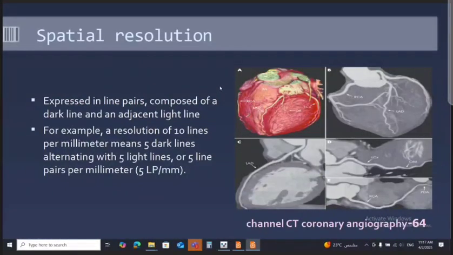Spatial resolution is expressed in line pairs, composed of a dark line and an adjacent light line. For example, a resolution of 10 lines per millimeter means 5 dark lines alternating with 5 light lines, or 5 line pairs per millimeter. The more lines we can differentiate in the millimeter, the better the spatial resolution.